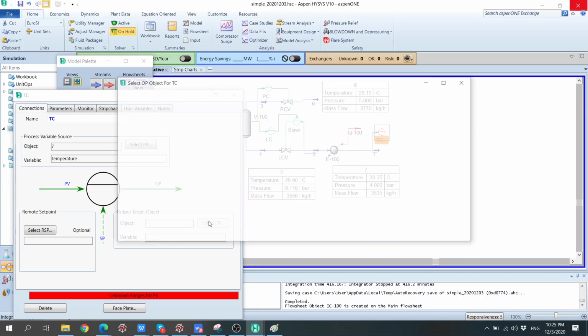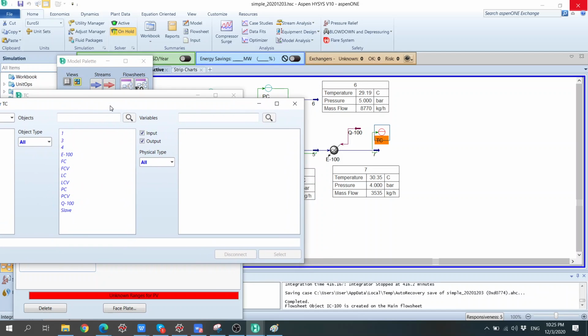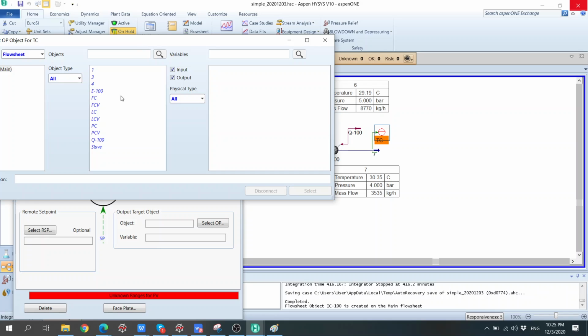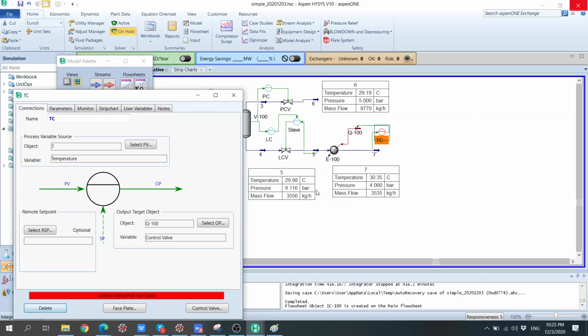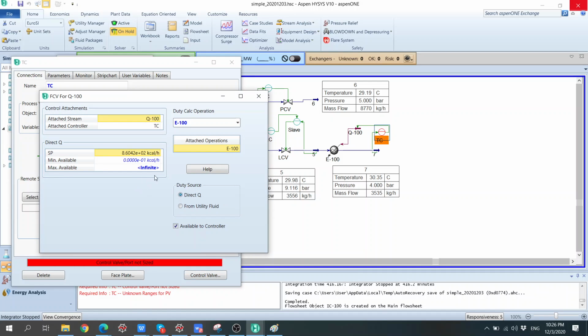As simple as that. So how do we then control this? We are going to do this control valve and then select, right? This control valve needs to be, because this is a bit different, so we have to go to the control valve because it says here control valve is not set. This means we have to set the flow rate here.